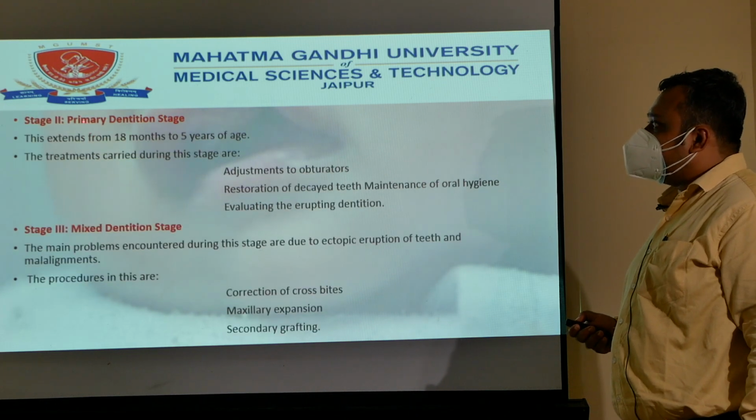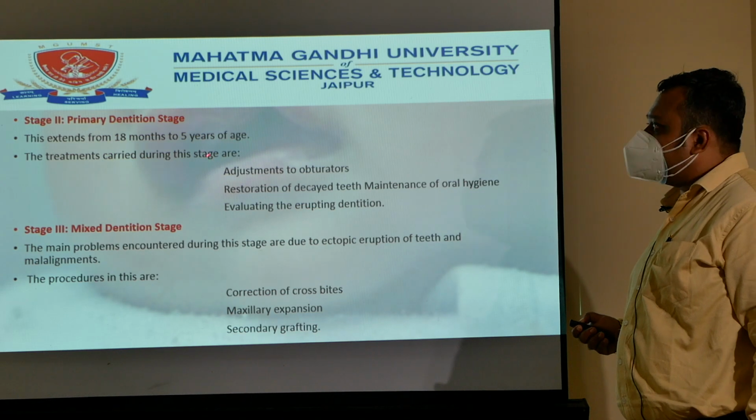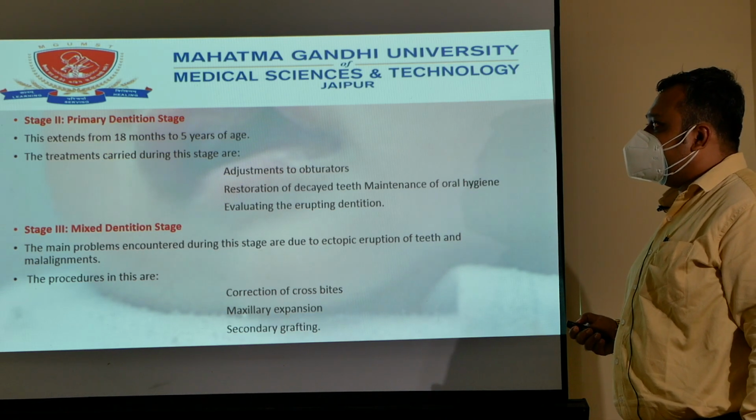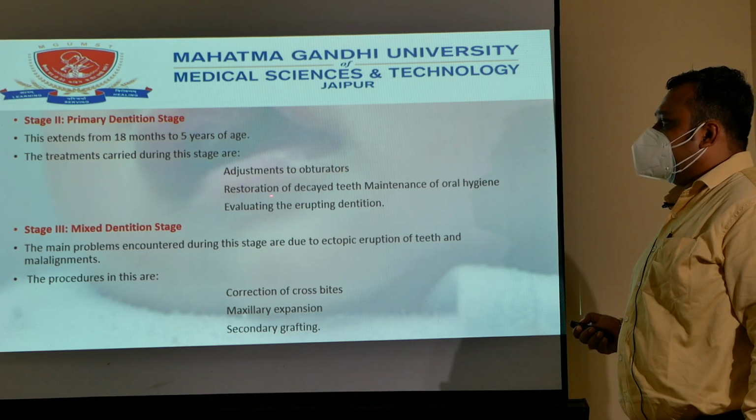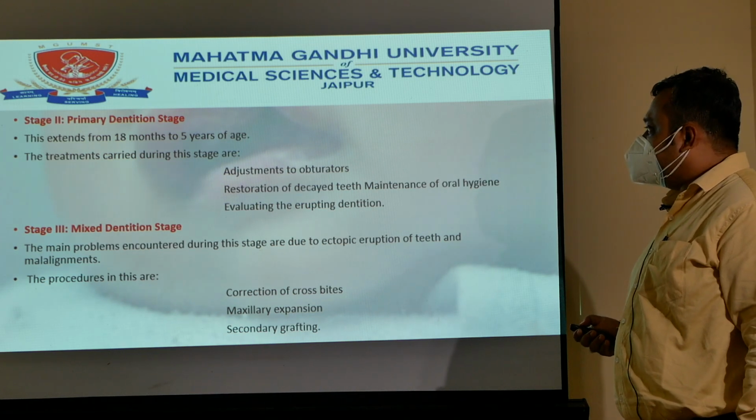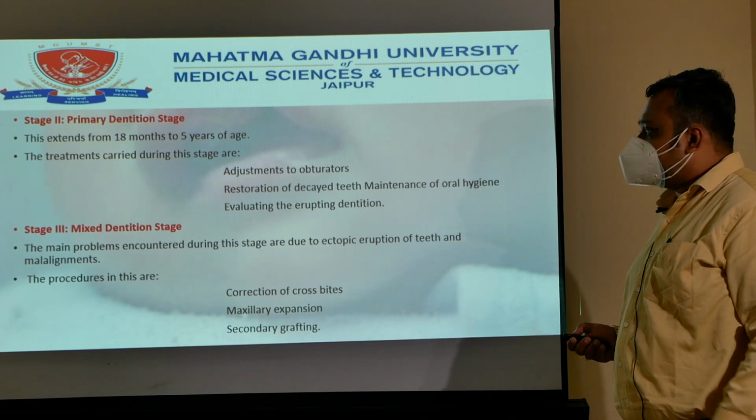Now second, coming to the primary dentition stage, that is stage 2. This extends from 18 months to 5 years of age. The treatments carried out during this stage are adjustment of obturators, restoration of any decayed teeth in the primary dentition, maintenance of good oral hygiene, and evaluating the eruption of the dentition.